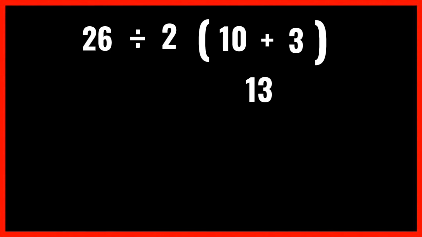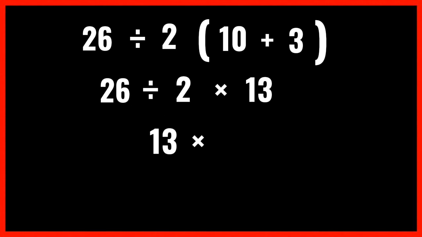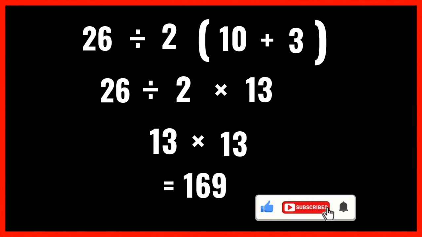The expression now becomes 26 divided by 2 multiplied by 13. Since multiplication and division have equal priority according to PEMDAS, we solve them from left to right. First, 26 divided by 2 gives 13. Then we multiply 13 by 13, which results in 169. Therefore, the correct final answer is 169.